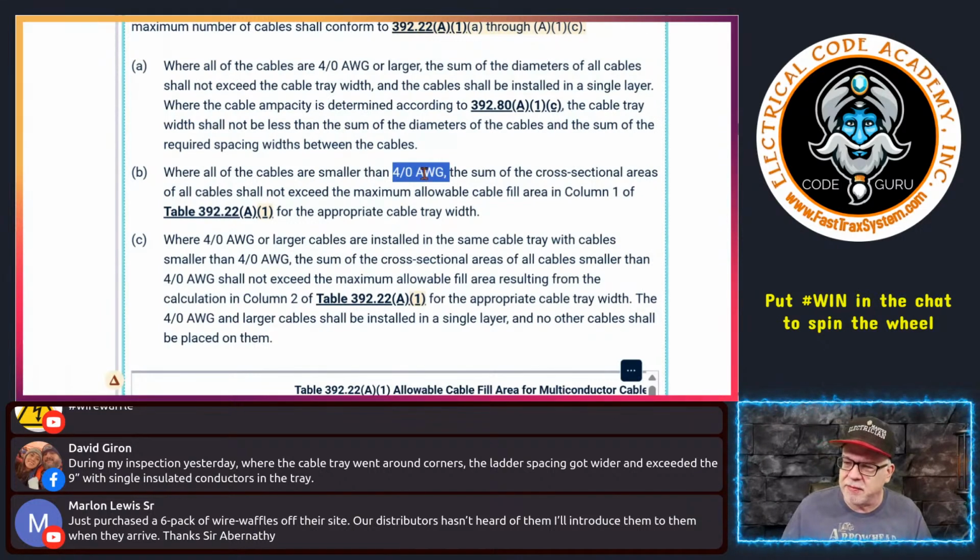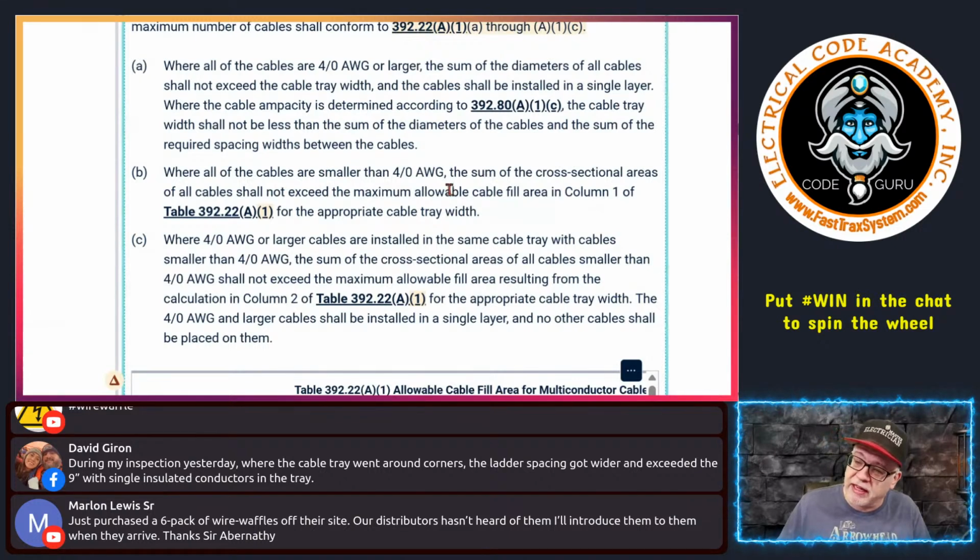But I'm not going to submit it. I know what to do, and now you know what it means. But again, sometimes this can be confusing, right? Where the cables are smaller than 4/0. Why not just say 3/0 and smaller? You agree with me? How many of you agree? Give me a hell yeah if you agree. It would be easier to say it that way.